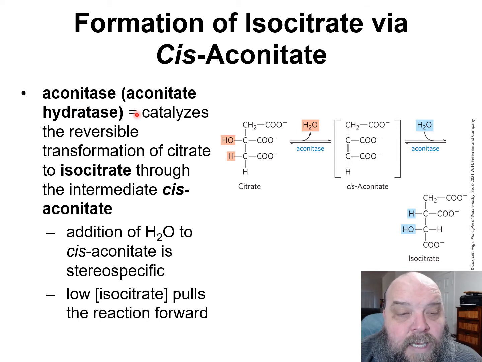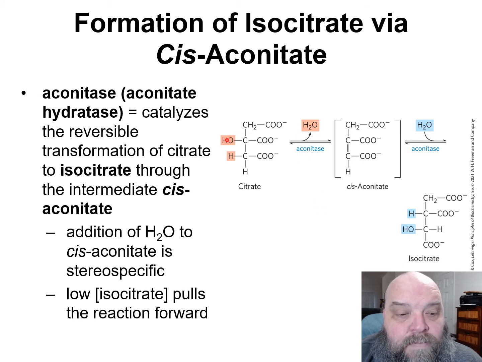Aconitase, or aconitate hydratase, is going to take our citrate and convert it to isocitrate. But it's not a direct conversion. It turns out there's going to be an intermediate known as cis-aconitate. Hydroxyl, hydrogen, hydrogen, hydroxyl. It's not just, hey, we're going to pick this one off, swap it over there, and then move that one over there. No, it turns out it's actually more involved.